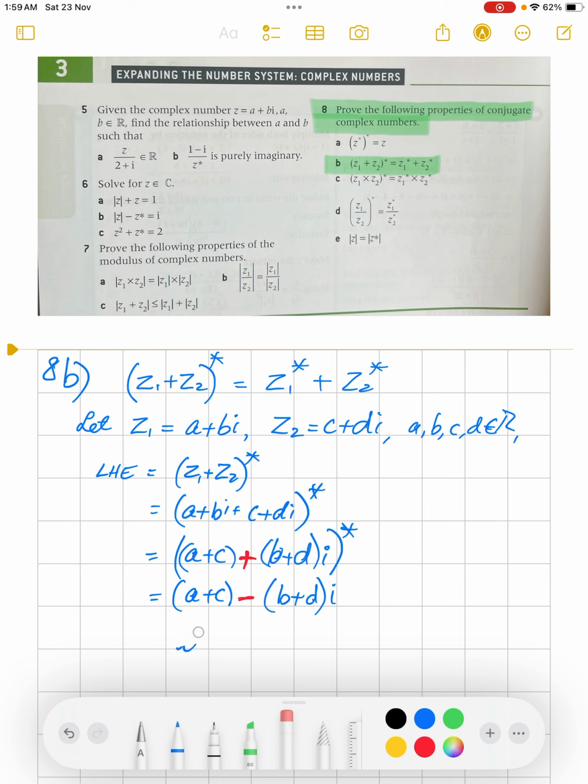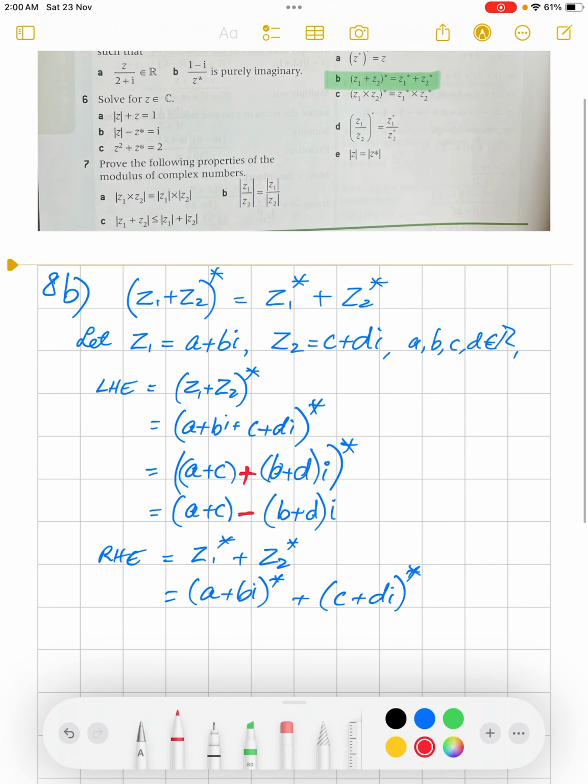Now let's just go across to the right-hand expression. So let's start with the right-hand expression now. And what have we got? We've got the conjugate of Z1 and the conjugate of Z2. So we want the conjugate of A plus BI and the conjugate of C plus DI.